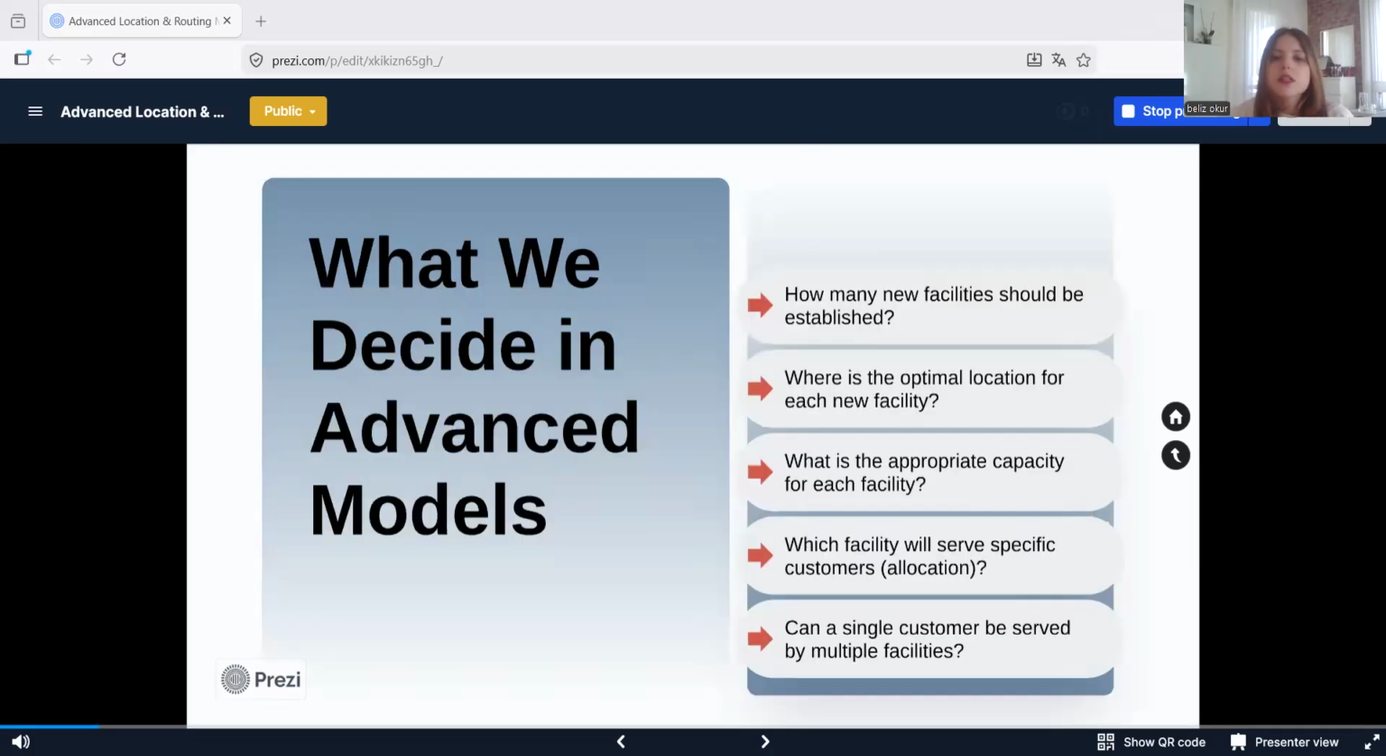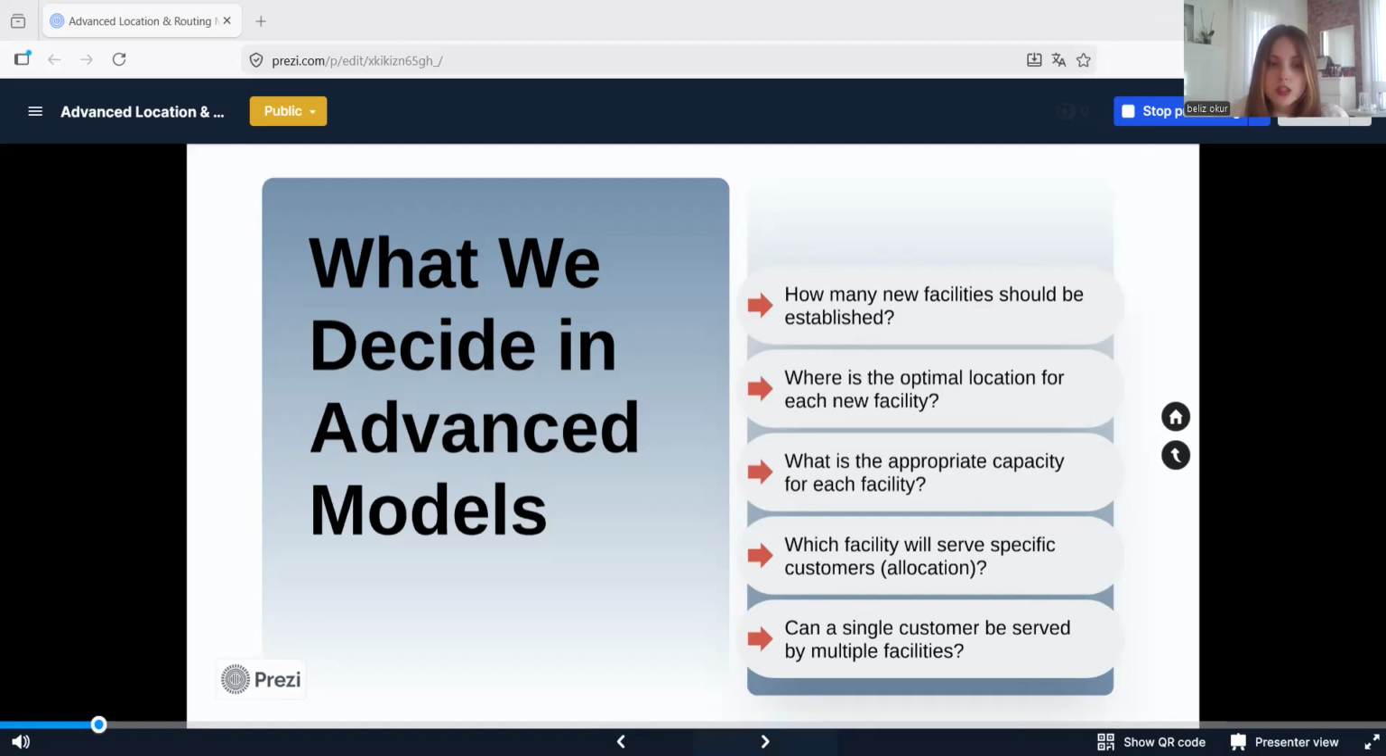When we look at the advanced system, the question gets much bigger. We don't just ask where do we put this building. We have to decide how many new facilities we actually need, where is the exact best location for all of them, how big should they be, what should be their capacity, which warehouse will serve which customer, and can a customer get deliveries from more than one place. It's like a giant puzzle.